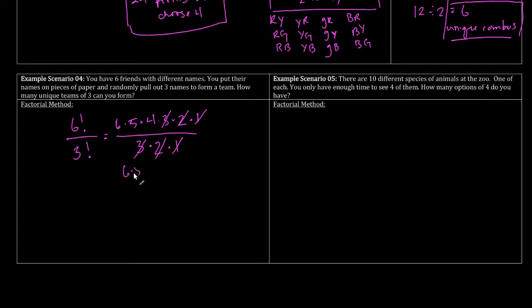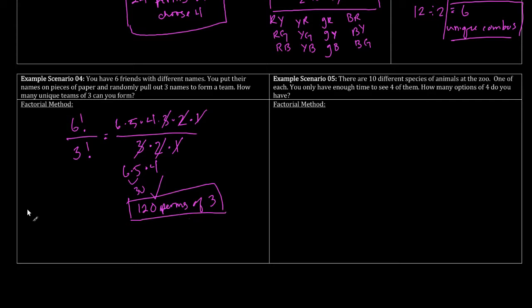So 6 times 5 times 4. That's 30. Times 4 is 120. So remember, we skipped that first step right here. So we actually have 120 permutations of 3.